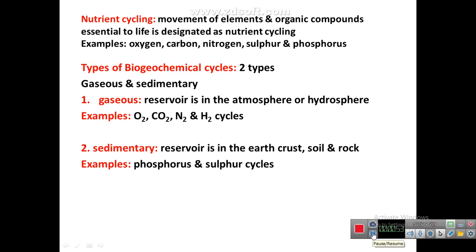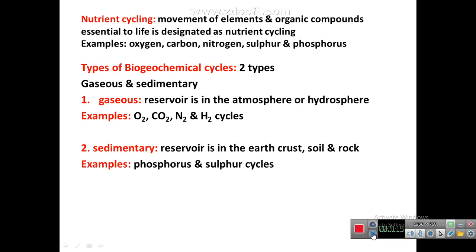Nutrient cycling: movement of elements and organic compounds essential to life is designated as nutrient cycling. For example, oxygen cycle, carbon cycle, nitrogen cycle, sulfur cycle and phosphorus cycle. Types of biogeochemical cycles: there are two types, gaseous and sedimentary.